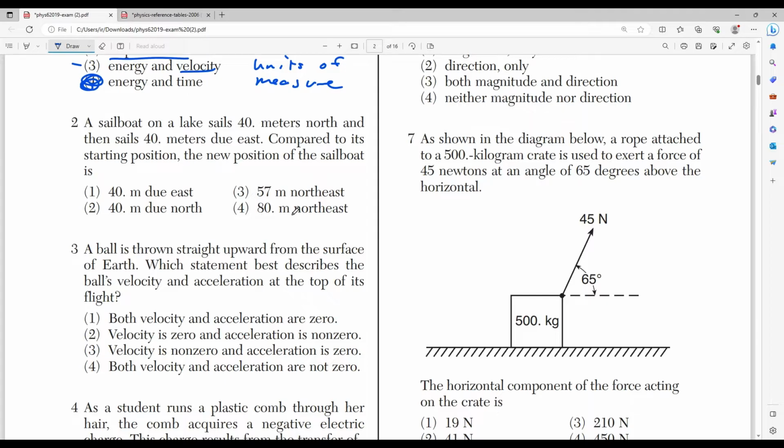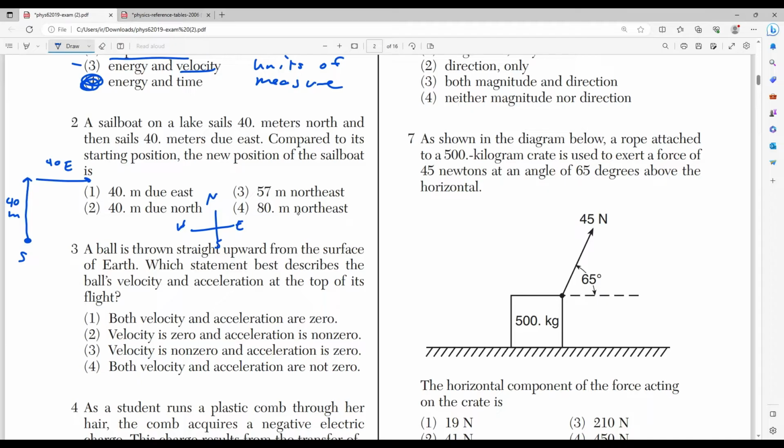Number 2 says a sailboat on a lake sails 40 meters north and then sails 40 meters to the east. Compared to its starting position, the new position of the sailboat is what? Since I'm dealing with directions, I'm just going to draw a compass, so north, east, southwest. And I'm going to draw this scenario. It travels 40 meters north, so I draw an upwards arrow of 40 meters in the north direction, and then another arrow 40 meters east. At first it went up 40, then it went right 40.